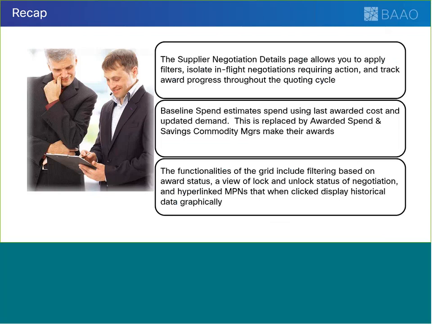In recap, the supplier negotiations detail page allows you to apply filters, isolate in-flight negotiations requiring your action, and track award progress throughout the quoting cycle. Baseline spend estimates are used using your last awarded cost and updated demand. This is replaced by awarded spend and savings as commodity managers make their awards. The functionality of the grid includes filtering based upon award status, a view of lock and unlock status of negotiations, and hyperlinked MPNs where you can click to see historical data displayed graphically.